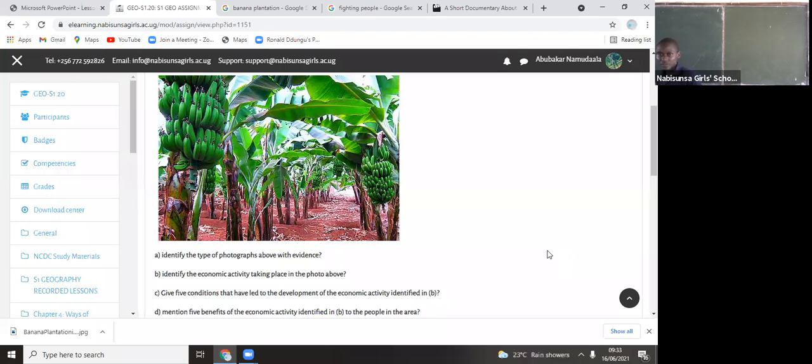Can we start now? According to the knowledge we have, can we start now? That's the activity we are going to do, and it is there in the e-learning platform. I think people have understood very well what we have been looking at. The first question says, identify the type of photograph above with evidence. You give the evidence. Why are you saying it's that type?